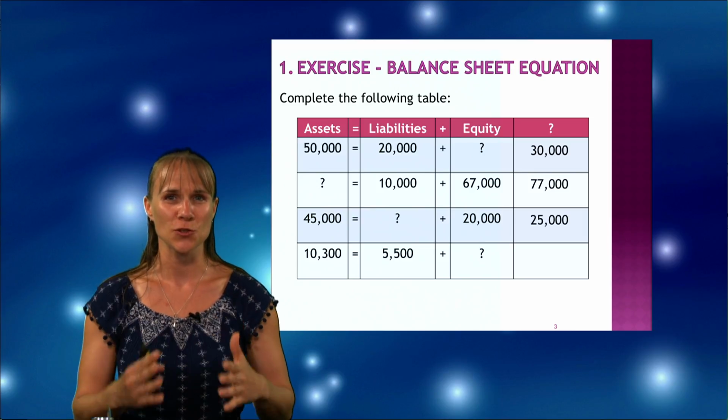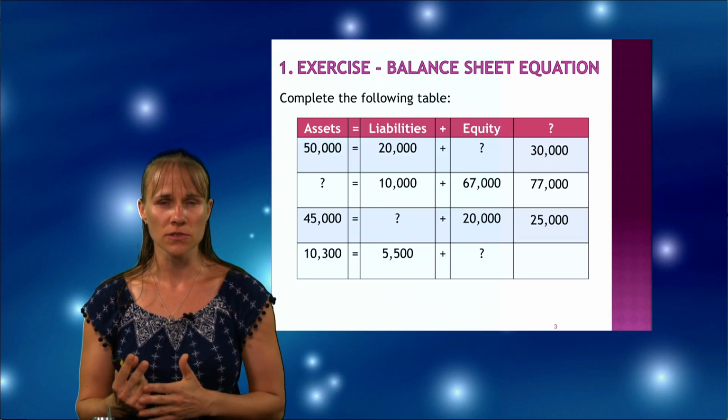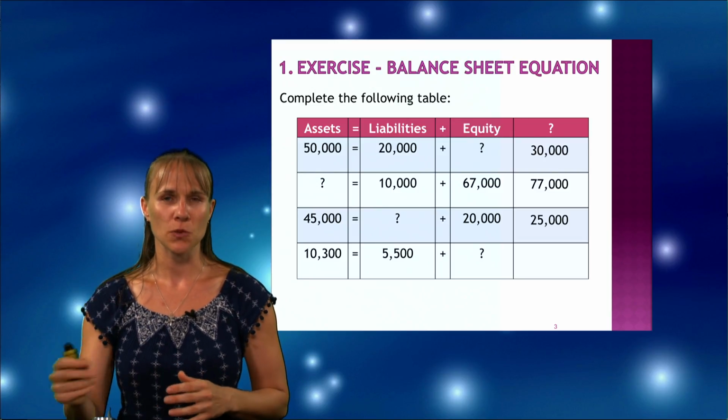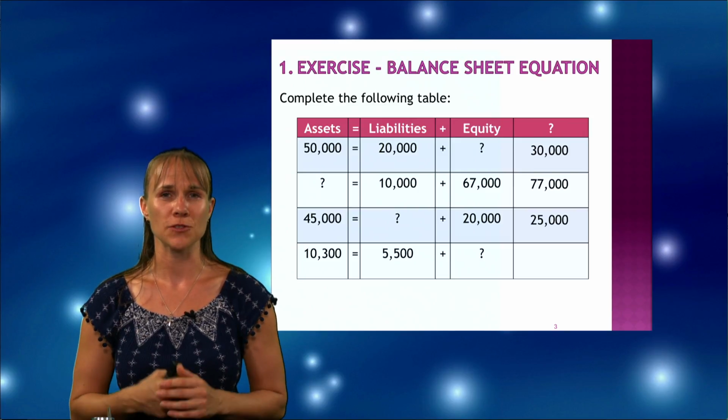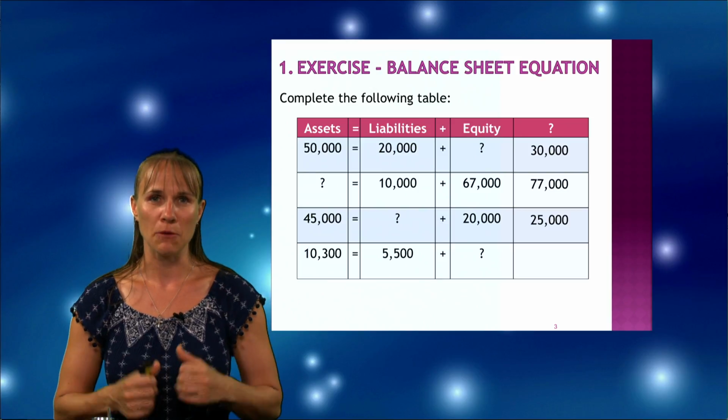Again, insert that into your equation. So 45,000 equals 25 plus 20, which we know is 45,000. We should have 45,000 on the left, 45,000 on the right, and we should be going strong.